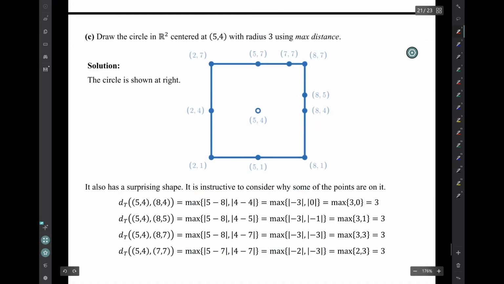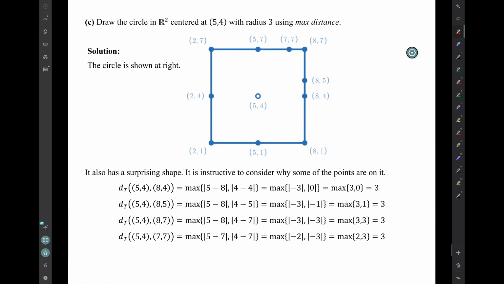Let's go on. Question C. Draw the circle in R2 centered at 5, 4 with radius 3 using max distance. Well, again, there's the point 5, 4, but the circle doesn't look like what we think of as a circle. So again, it's instructive to think about why some points are on here. For instance, why is this point 8, 5 on the circle?